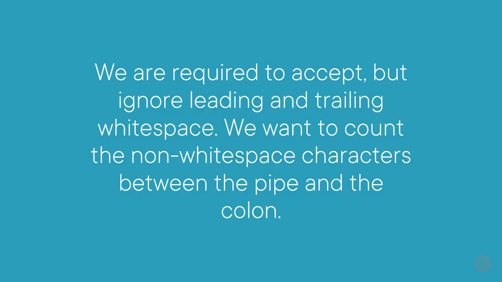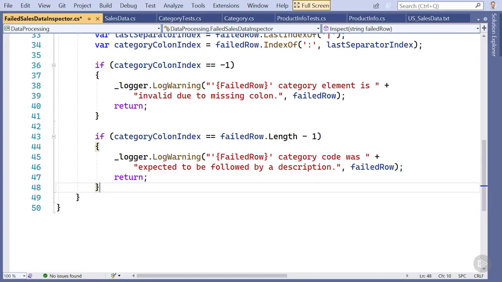Our next validation should check that the code portion of the category data is the correct length. One of the requirements for the category is that we should accept but ignore leading and trailing whitespace. So ideally, we want to count the non-whitespace characters between the pipe separator and the colon.